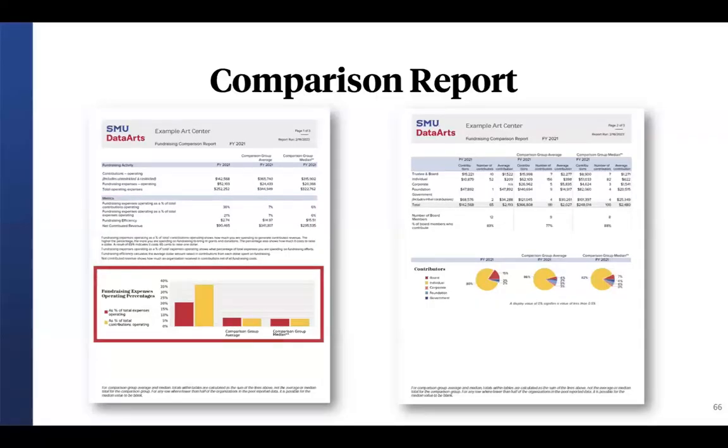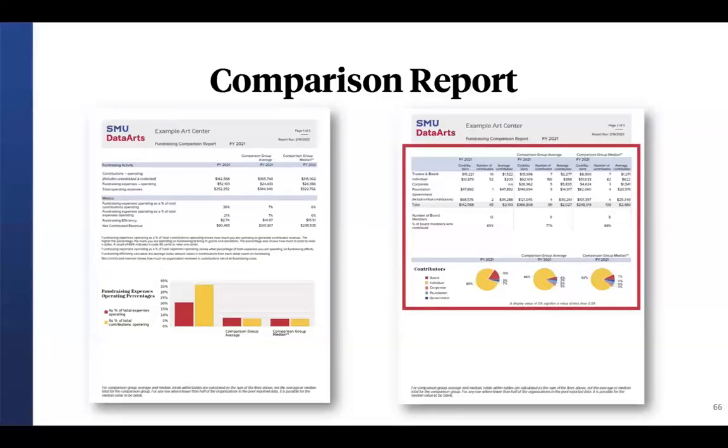Continuing on in this report, below the metrics section, there is a graph that shows fundraising expenses as a percentage of total expenses and as a percentage of total contributions. And the chart on the next page shows the total contributions by contributor type. That could be board, individual, or foundational. And the number of contributors and the average contribution size for each category.